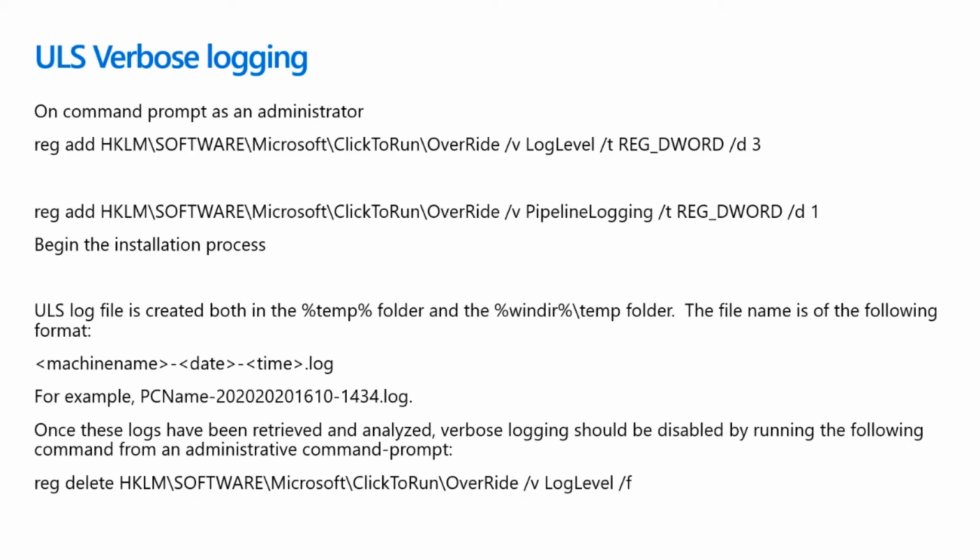To collect more verbose logging details, these registry keys must be added. So you see the log level, the first registry key, and you have to run the command prompt as administrator on the machine which is affected. The first two registry keys will help us to enable the verbose logging. Then you could begin the installation process, or basically reproduce the issue, and the logs will be captured. Once captured, the logs can be copied from the temp folder, the bin directory, the system directory temp folder, or the user temp folder, the local app data temp folder.